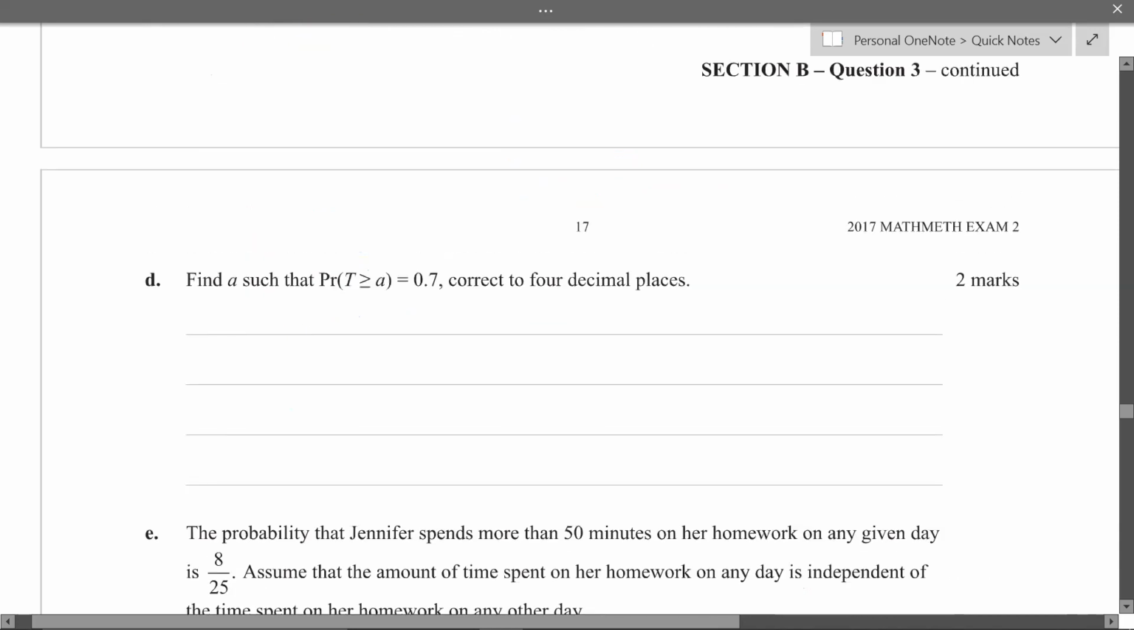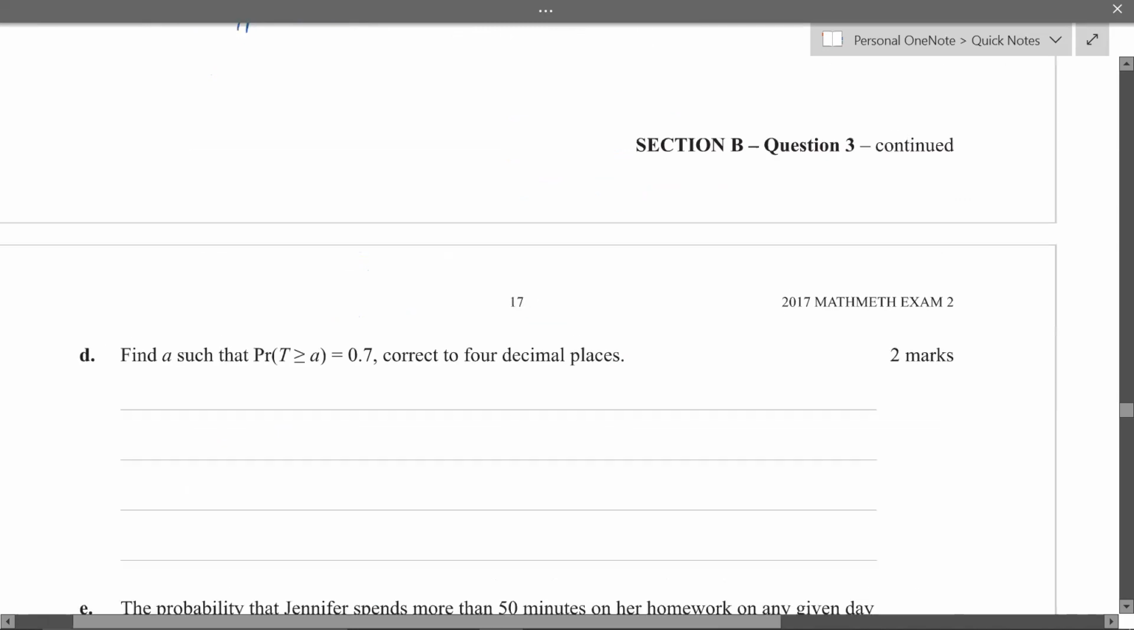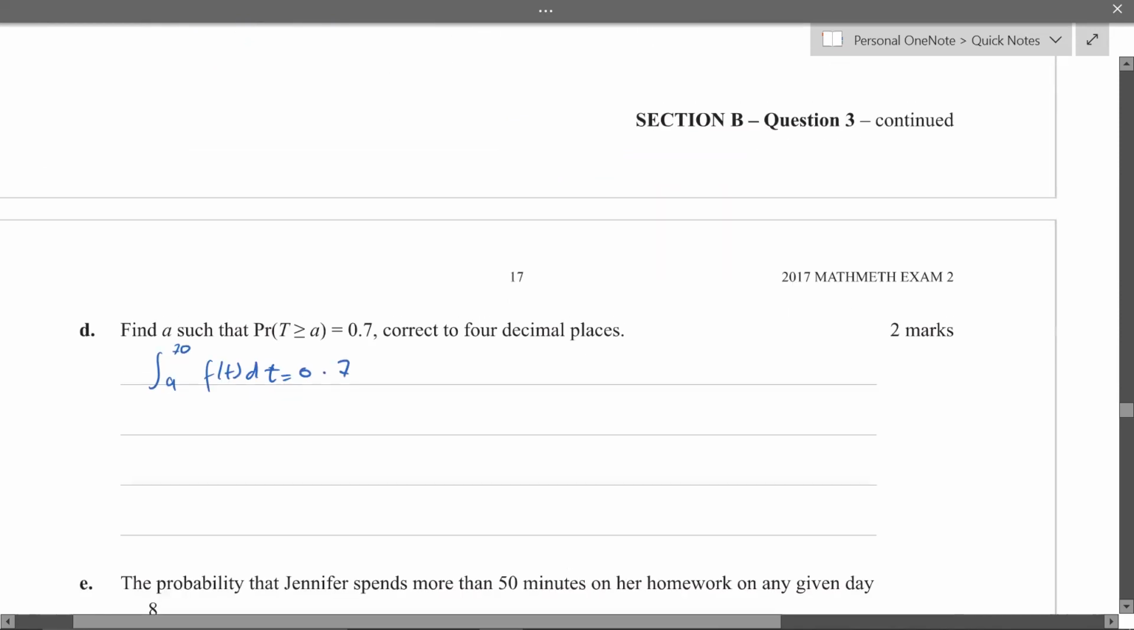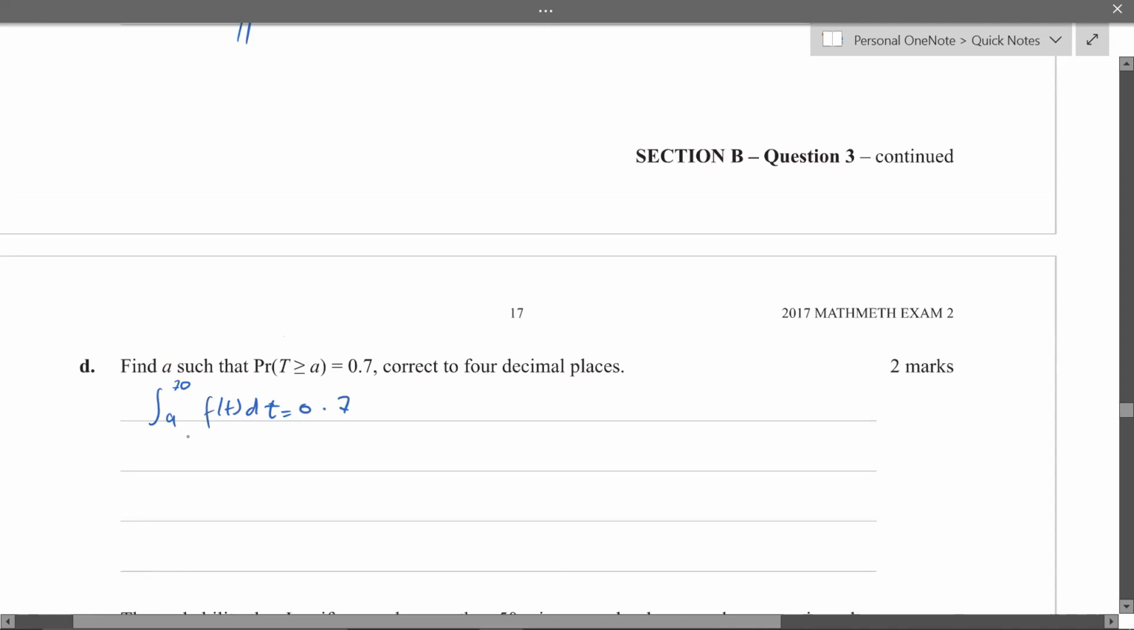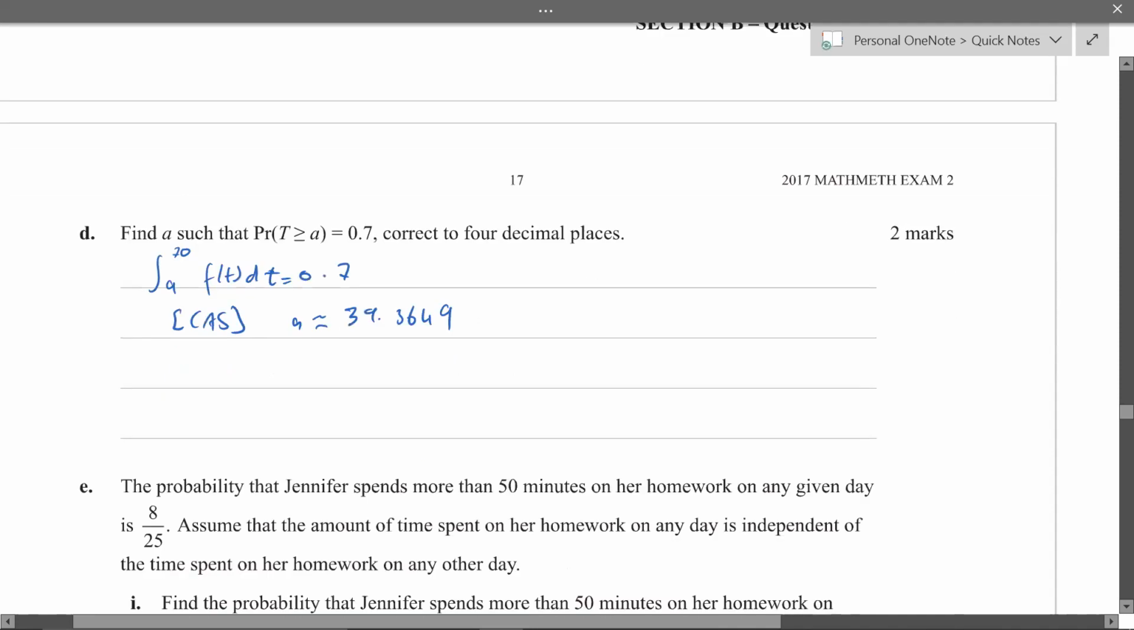So next part, find a such that the probability of t greater than a is 0.7. If we rewrite this as an integral, if it's greater than a, that means a is the lower boundary, and the maximum it could be is 70, and then f(t) dt equals 0.7. For this part, it's very handy if you have your hybrid function, because then you don't have to do it separately. You could just put it into your CAS and you'll get 39.3649. But sometimes a hybrid function doesn't work and it might give you an error, or if you're not using it or something like that.